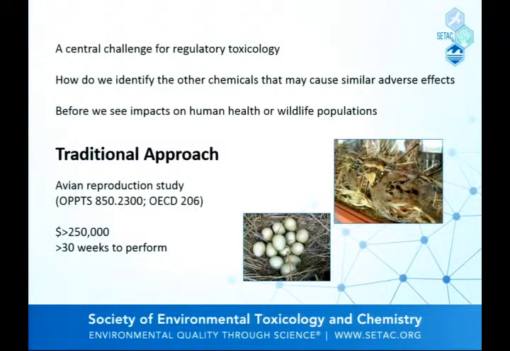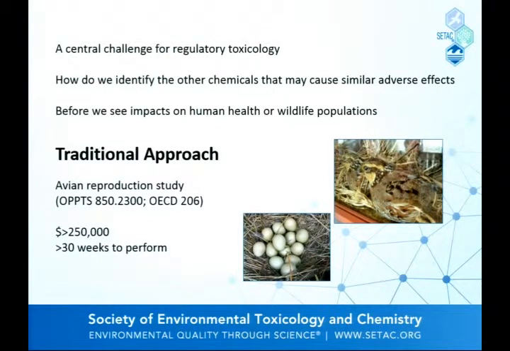The traditional approach, of course, has been whole animal toxicity testing. That's what we've done within the society for decades. That's been sort of the regulatory approach. If we're concerned about eggshell thinning in birds, we develop a whole animal toxicity test that measures eggshell thinning in birds. That's one of the endpoints in the avian reproduction study, the OECD 206 test guideline. And that's effective, works well. We can screen chemicals for their ability to produce this effect.